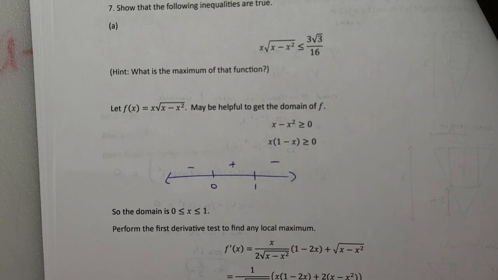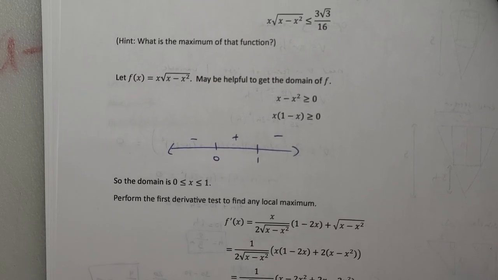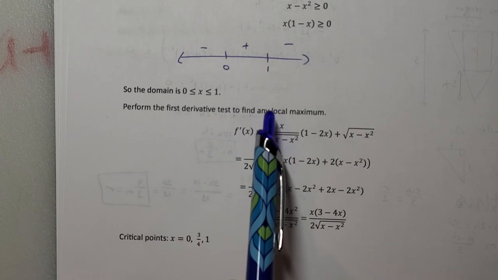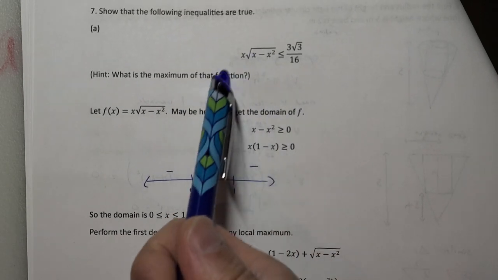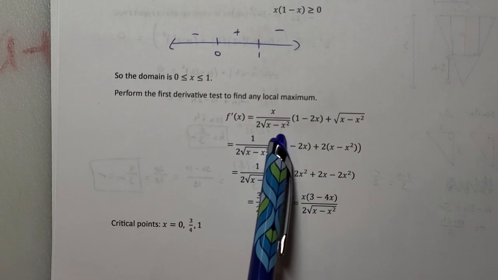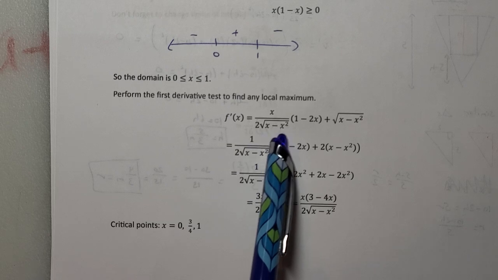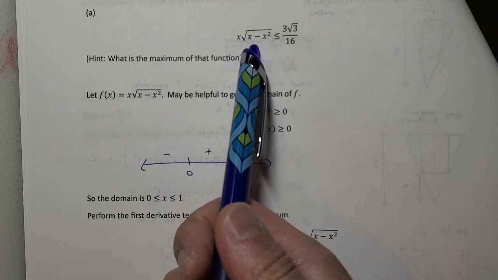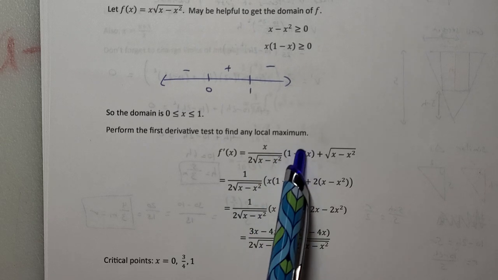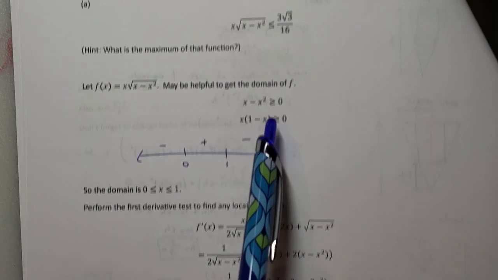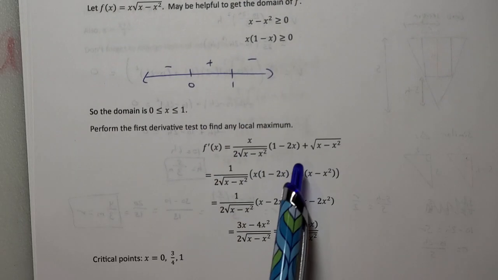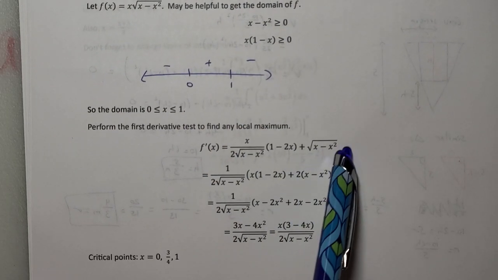So why did I get the domain? Well, it might be helpful for when we find the critical points during the first derivative test. We want to differentiate this using the product rule, as I said earlier. The derivative of the square root is 1 over 2 root of what's on the inside, times the derivative of the inside. And this x is from there. Product rule: first, d second, plus second, d first. The derivative of x is just 1.